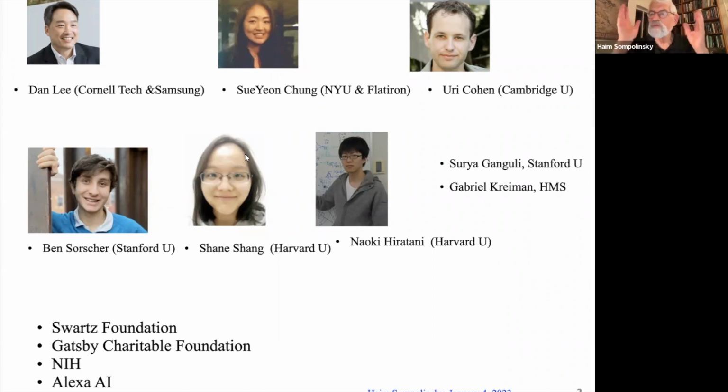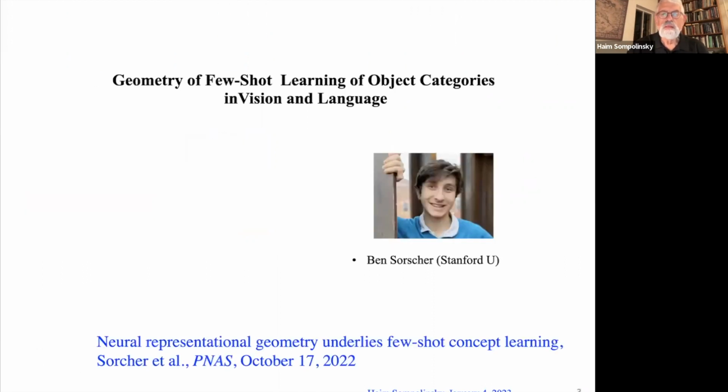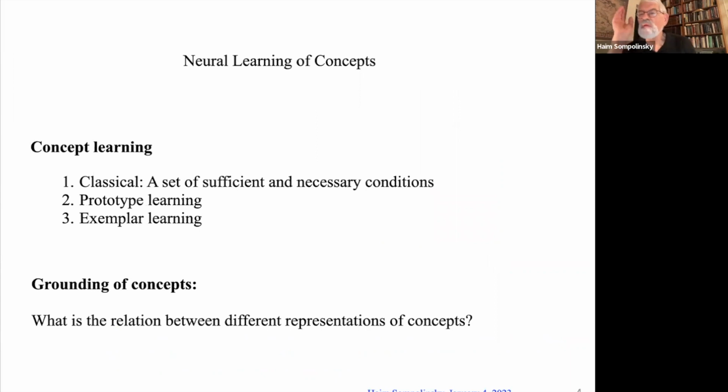There are wide-ranging projects, but what I'm going to talk about today is specifically, or mostly, the joint work with Ben Sorscher. And this is about the geometry of few-shot learning of object categories in vision and language. Most of what I will say is recently published, or you can follow more details in this paper. Okay, so let me say a few general comments about the neural learning of concepts.